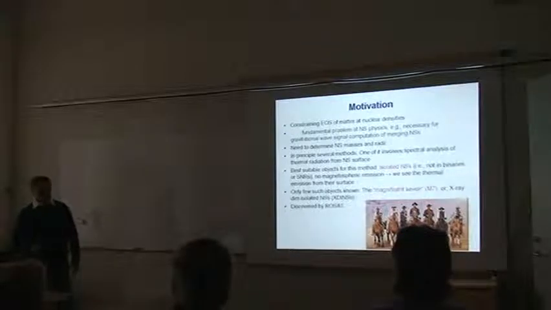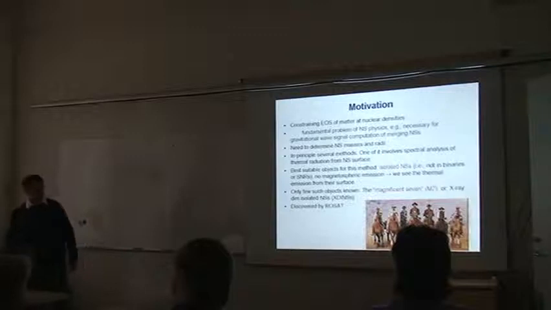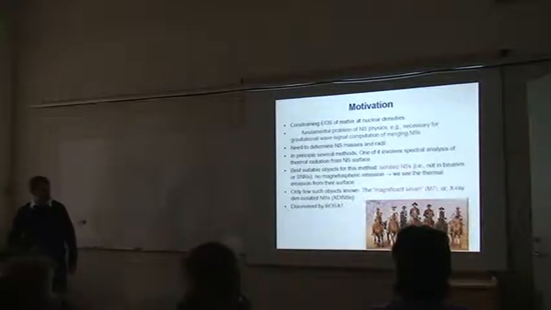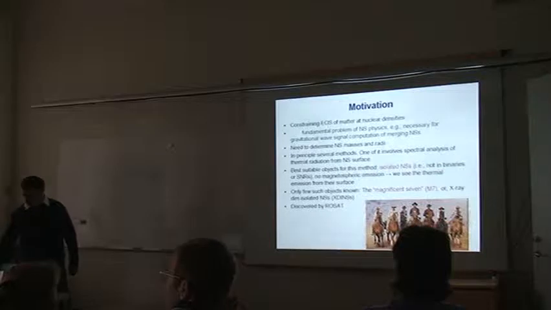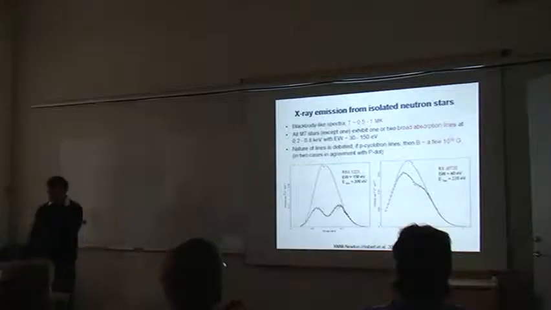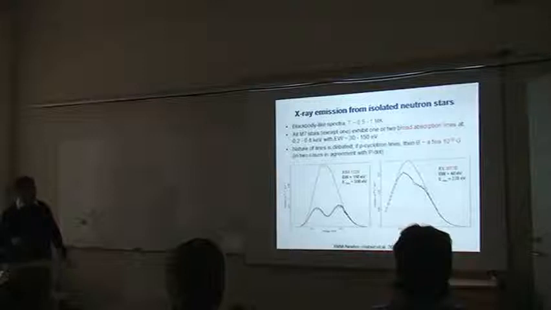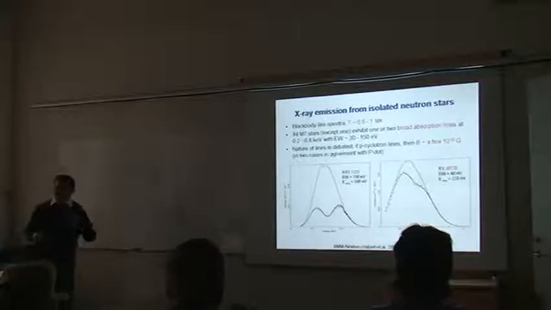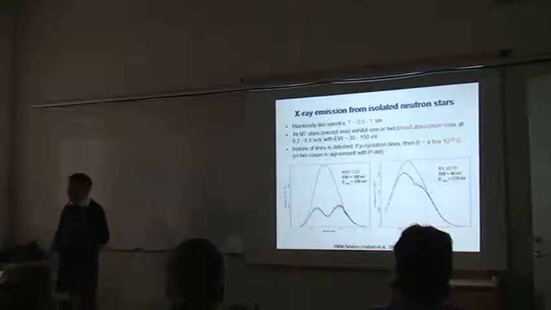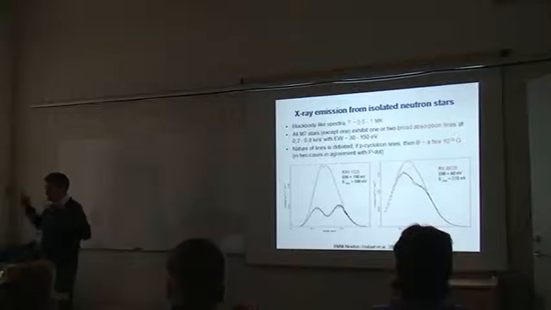I will speak about the Magnificent Seven. These are X-ray dim isolated neutron stars, seven in our galaxy, discovered by ROSAT. X-ray emission from isolated neutron stars is seen in these seven. So I will say isolated neutron stars; it means the Magnificent Seven only, not pulsars and so on.